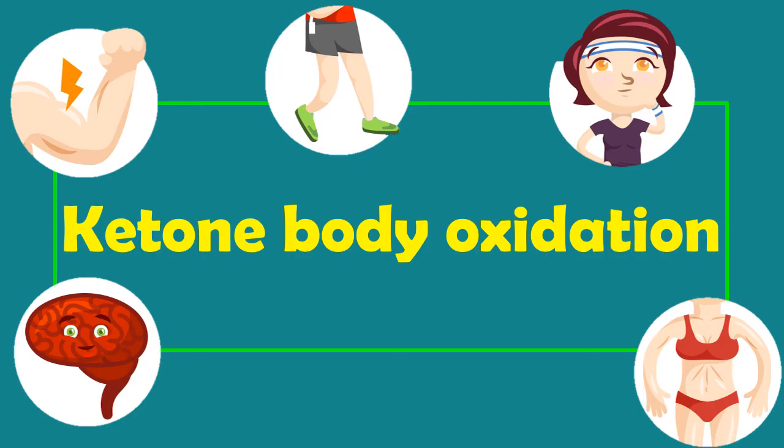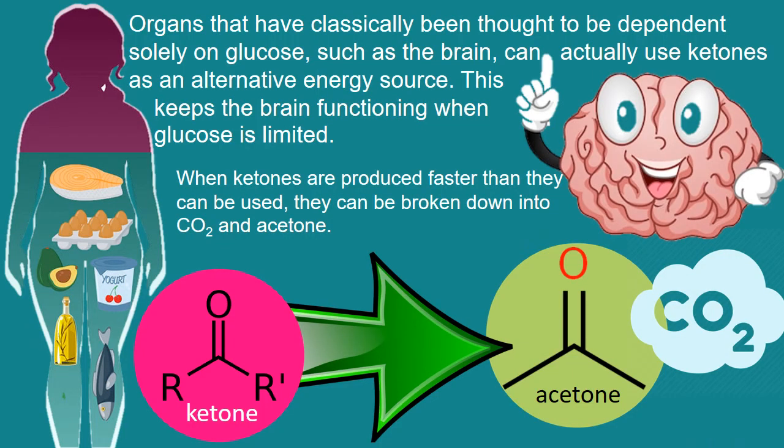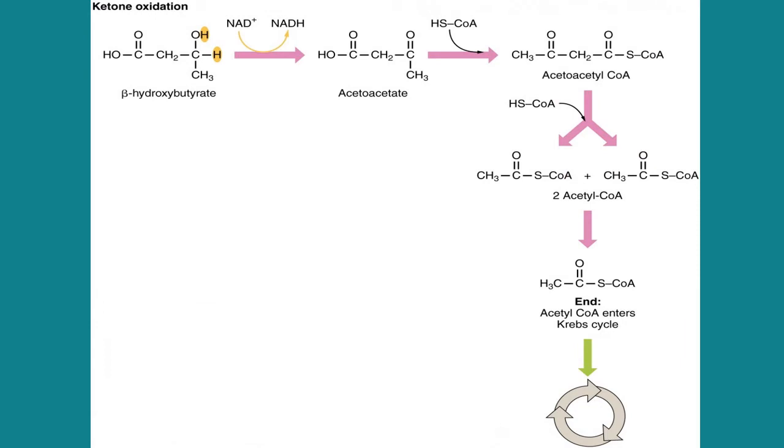Ketone body oxidation. Organs that have classically been thought to be dependent solely on glucose, such as the brain, can actually use ketones as an alternative energy source. This keeps the brain functioning when glucose is limited. When ketones are produced faster than they can be used, they can be broken down into carbon dioxide and acetone. Ketones oxidize to produce energy for the brain.